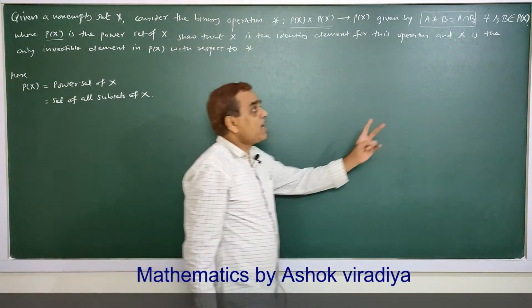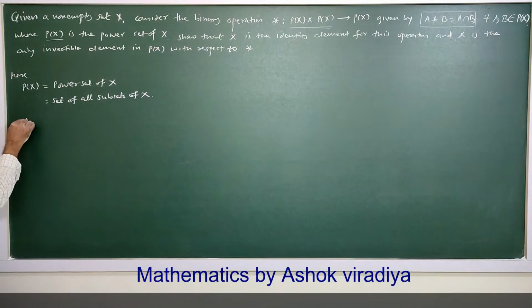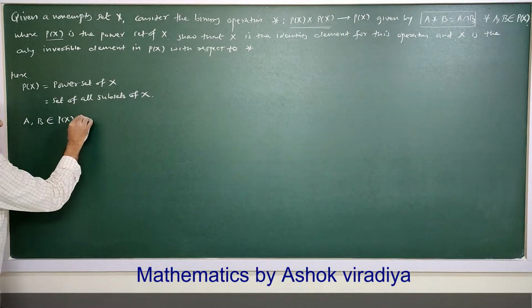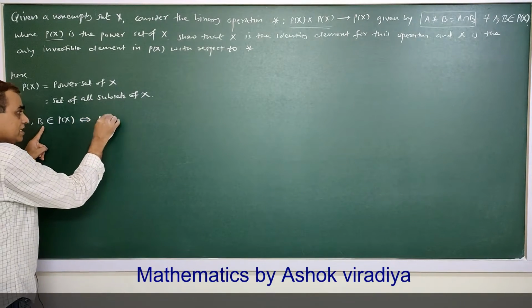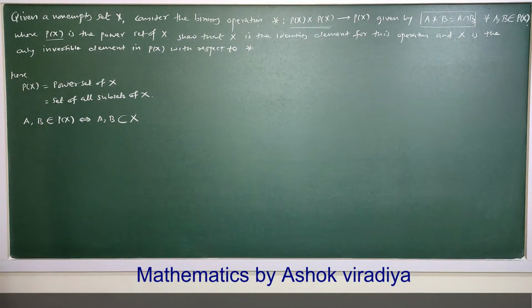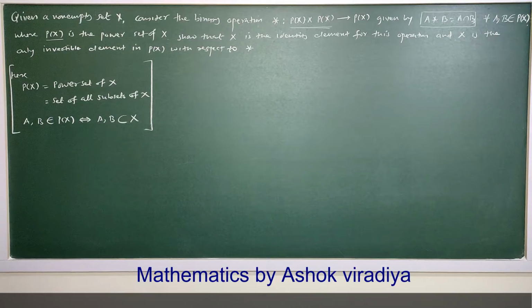See, if A and B are in the power set of X, that means what? A and B are subsets of X. So this is the meaning of a power set. Because this topic was explained in class 11, here we are using it, so once again revising the meaning of power set of X. Now we are coming to binary operation.